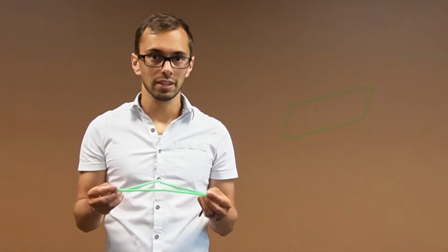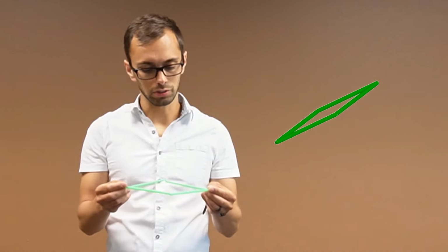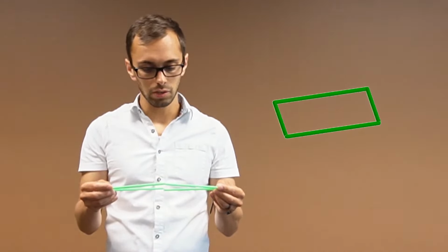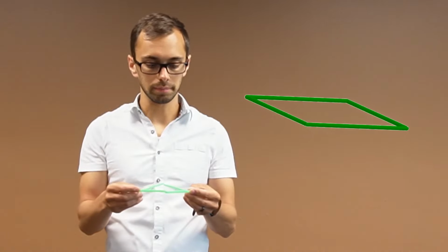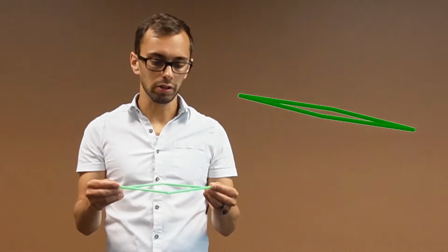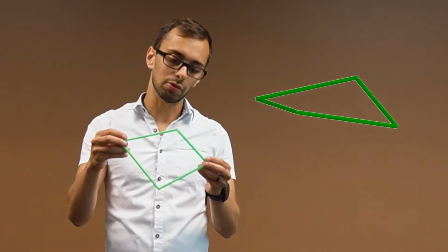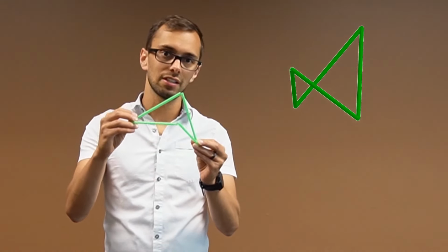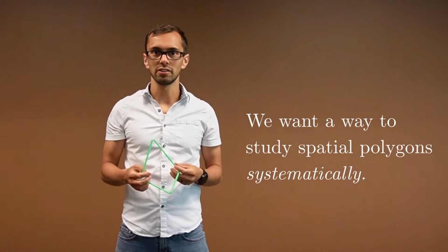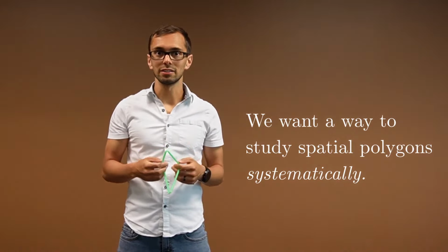For instance, if we restrict our attention to equilateral quadrilaterals in the plane, we can form any rhombus we want. And we can make more complicated shapes if we allow the quadrilateral to lift out of the plane. Therefore, we want some way to classify all equilateral quadrilaterals systematically.